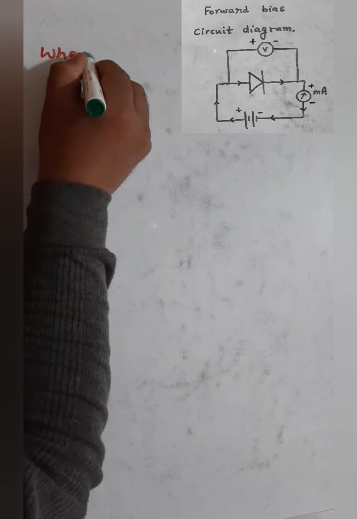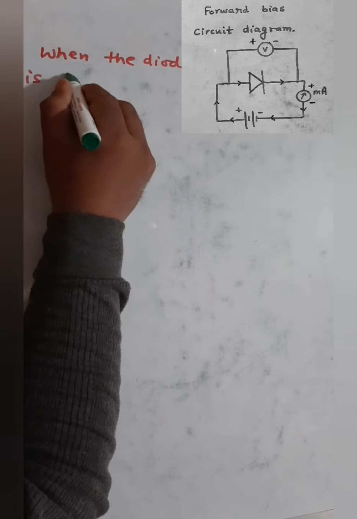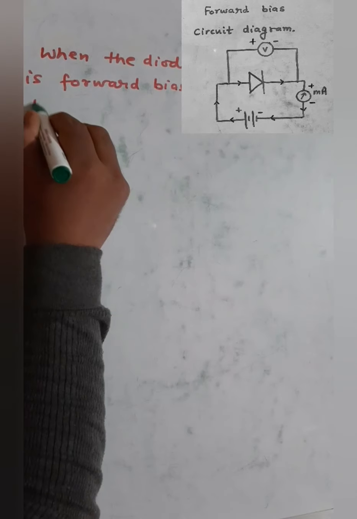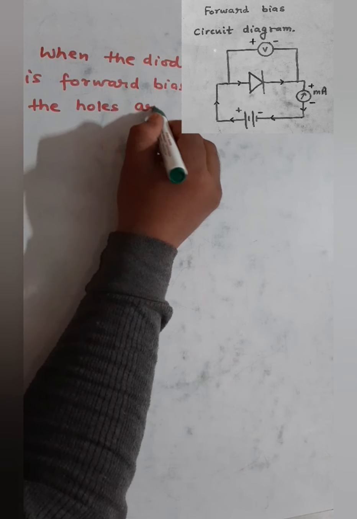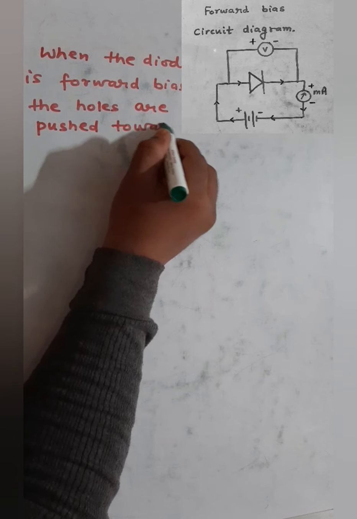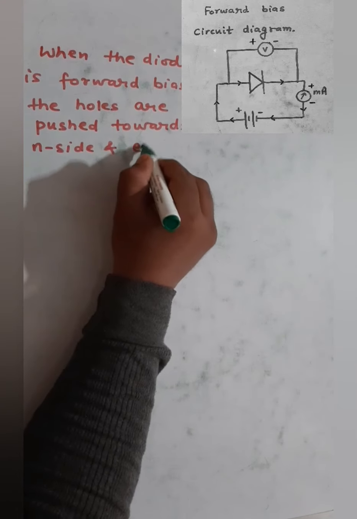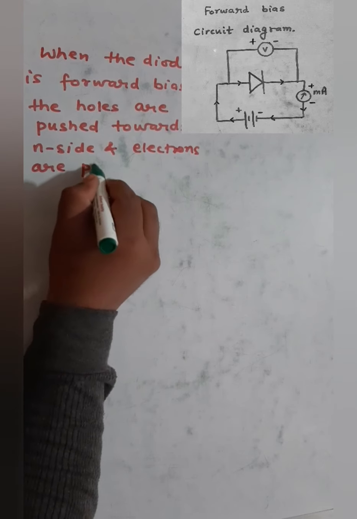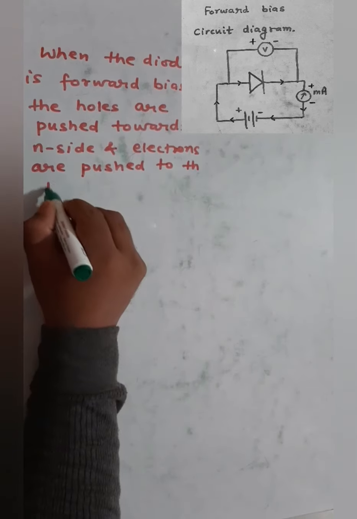So when the diode is forward biased, the holes are pushed towards the N side, and electrons are pushed to the P side.